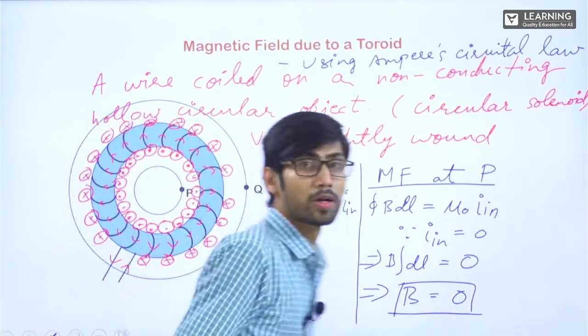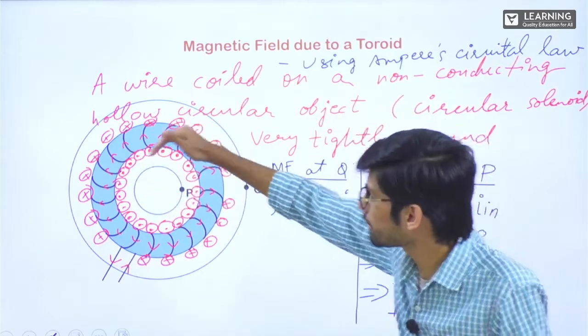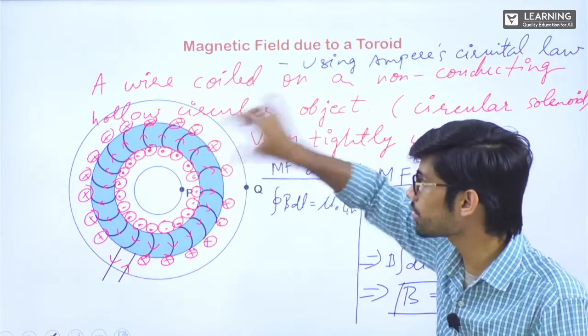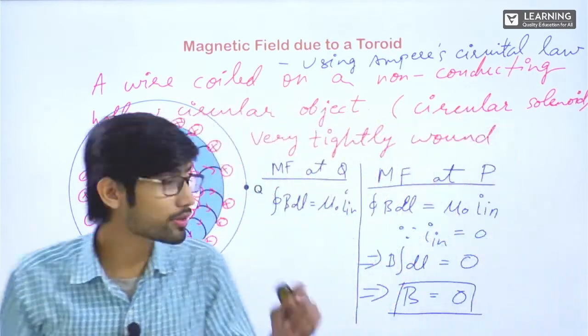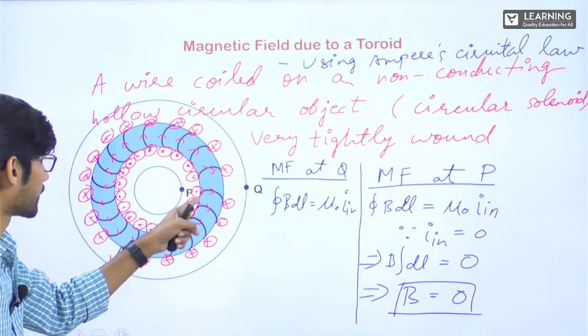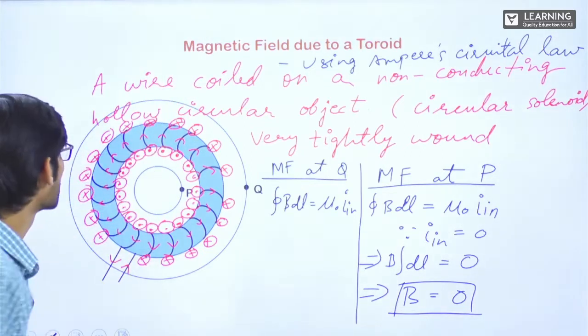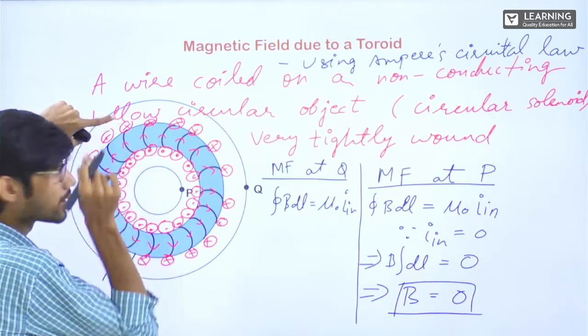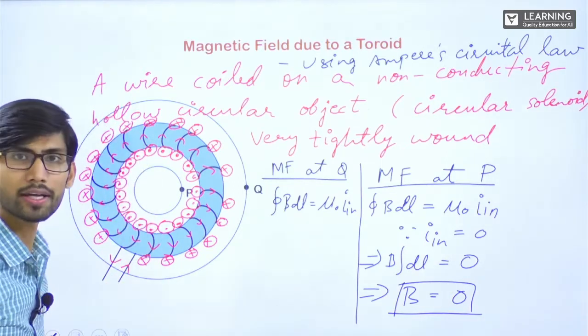Got the point? From the inner edge, all the current is coming out. From the outer edge, all the current is going in. Now see one thing, current in every wire is I, correct? So if you see these two, here current coming out is I, current going in is again I.